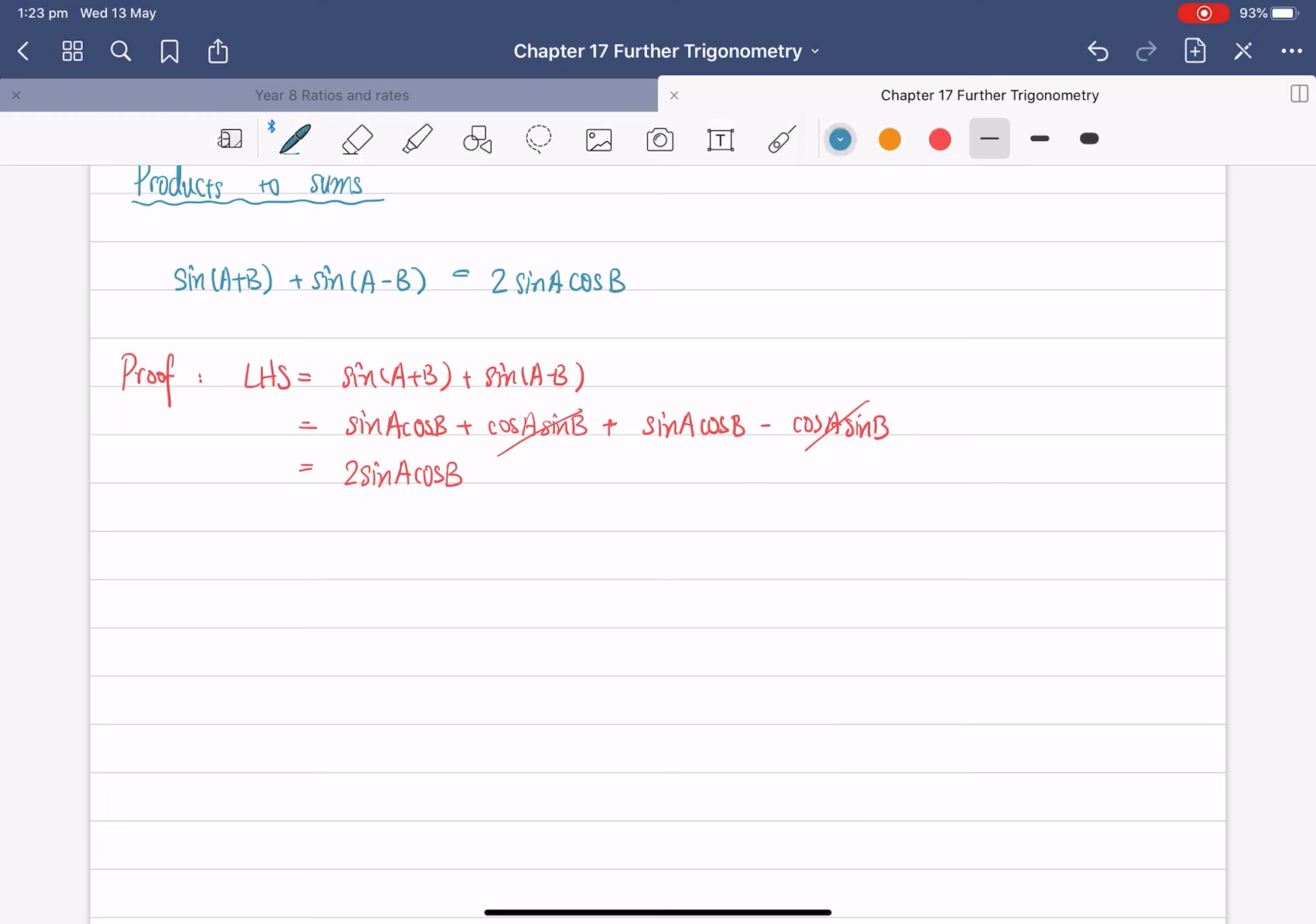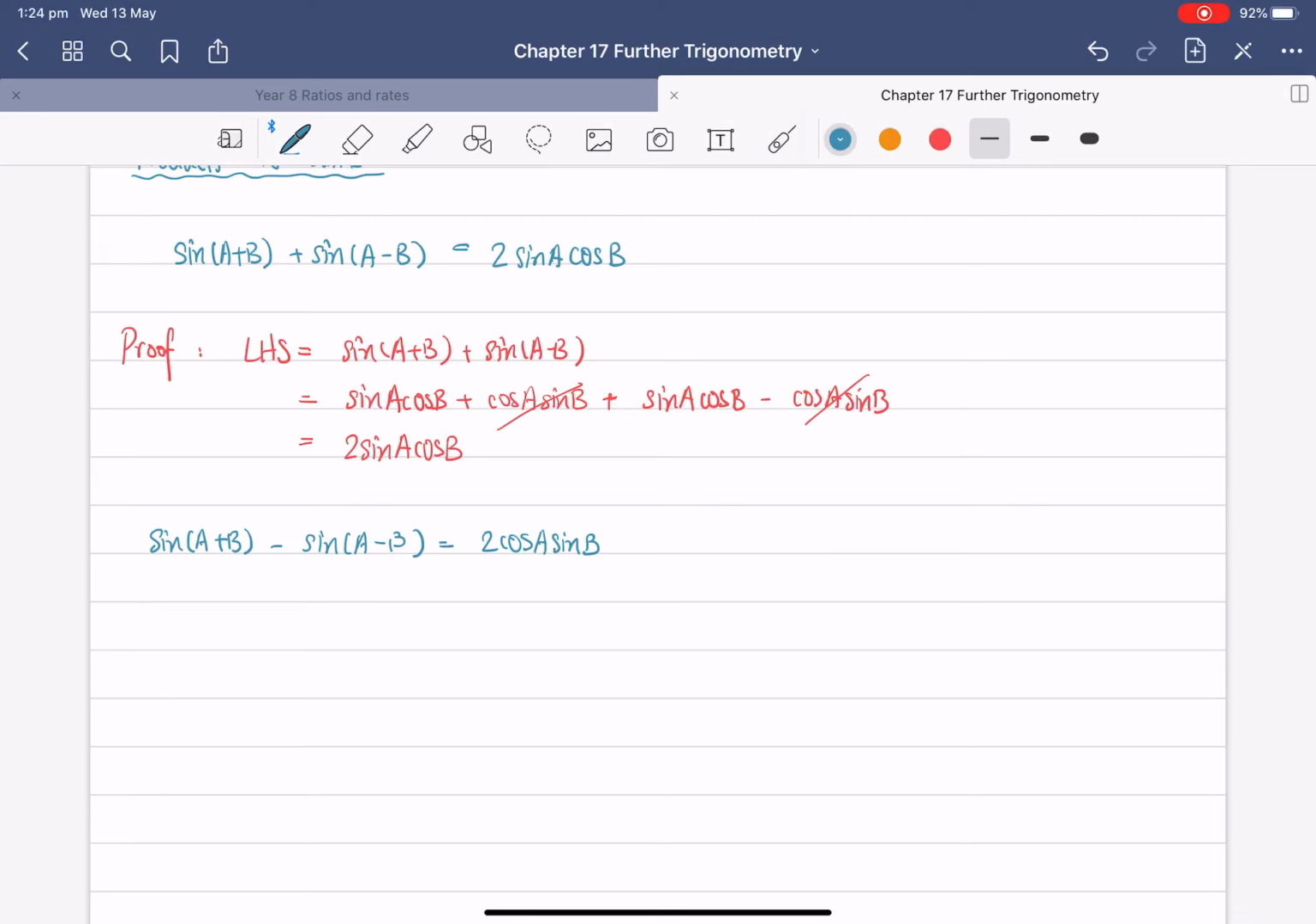So you have 4 of those formulas here, and that's the first one. The second formula, I'm not going to prove it because it's going to be the same. The next formula is sine a plus b minus sine a minus b, and the answer you get will be 2 cosine a sine b, which is just the opposite of the previous one.